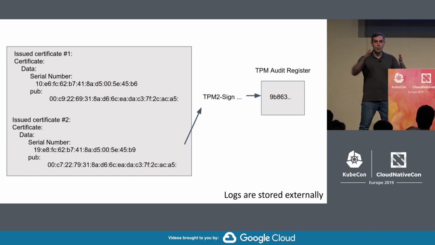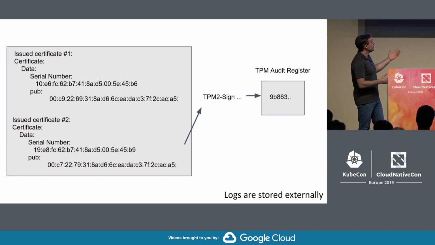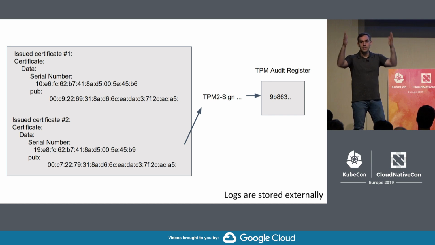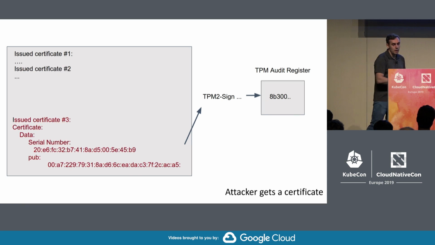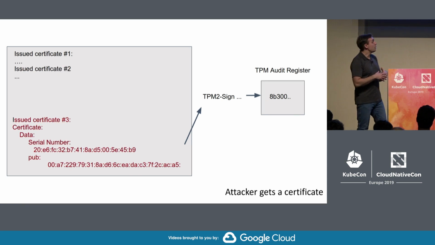And you can imagine that goes on for a long time. Then we issue another certificate, and over time, the audit register basically reflects the whole life cycle of the CA. Then comes an attacker, and they issue a certificate number 3. And again, the audit register reflects that fact.